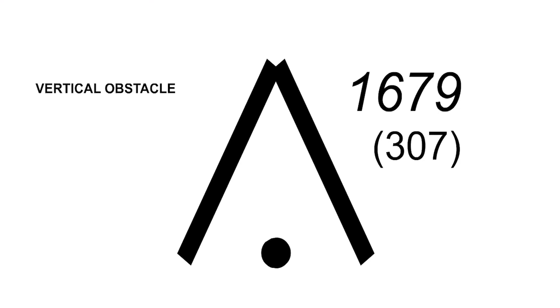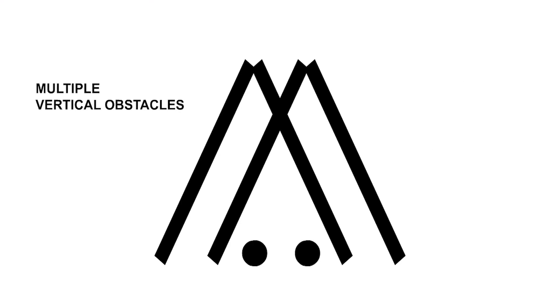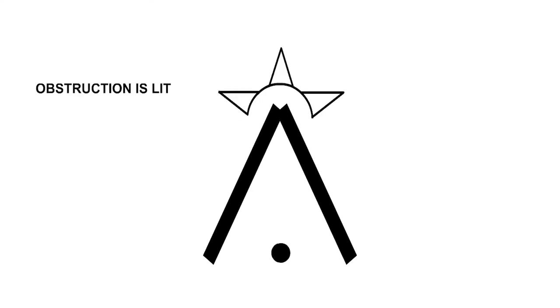If you see two of them, like this, it means that there is more than one. However, it does not necessarily mean that there are two. It could be an aerial farm like Daventry, with 20 aerials in a field near to each other. If the obstruction is lit, the symbol will look like this, or this.